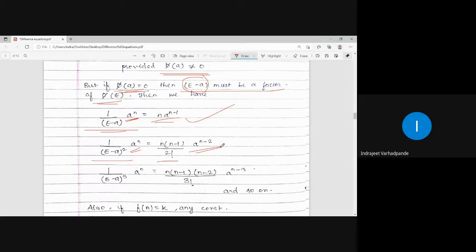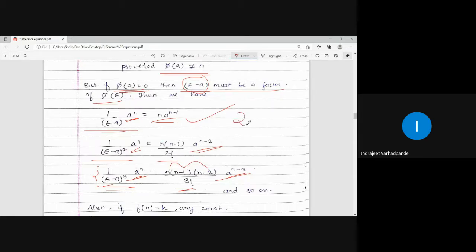If the root is repeated thrice, it will be 1 upon (e minus a) whole cube operated on a to the power n, which is n into (n minus 1) into (n minus 2) upon 3 factorial multiplied by a to the power n minus 3. This is when it arises, when one factor matches the RHS.